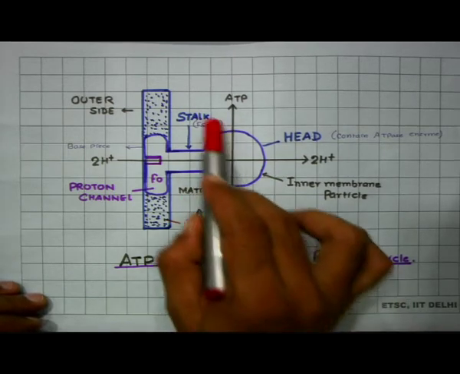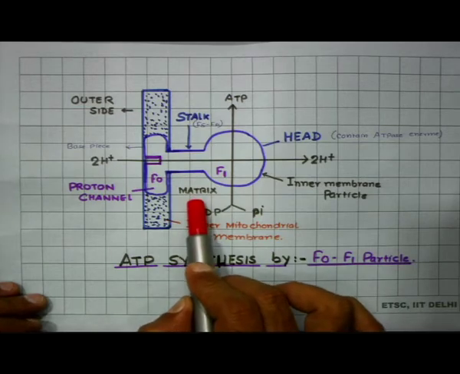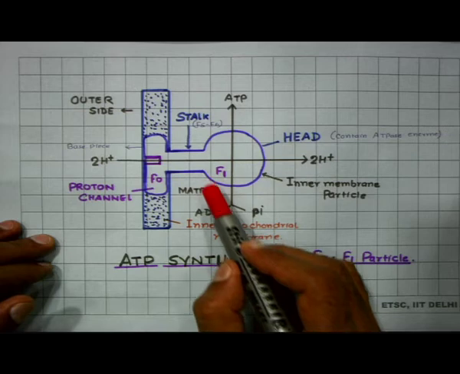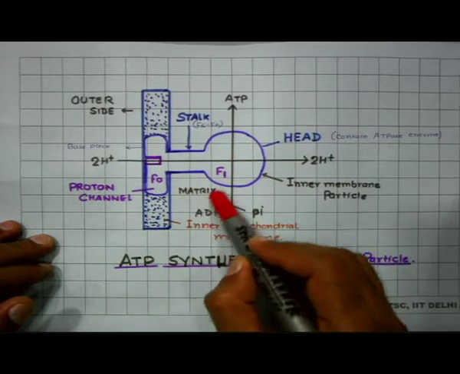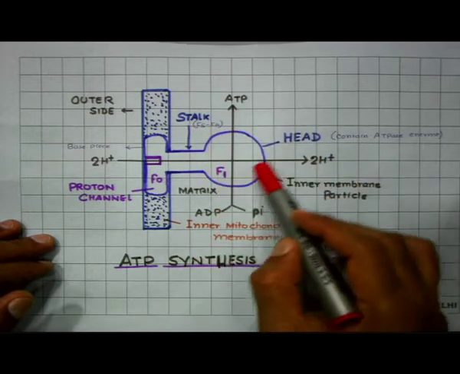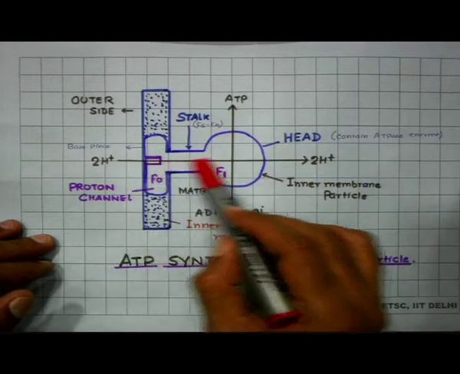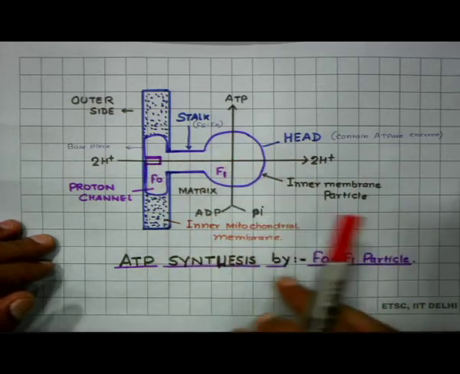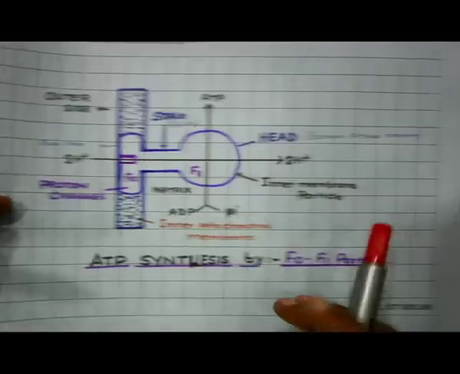So all the enzymes for the Krebs cycle, which we will discuss, are present in the matrix. The oxidative phosphorylation or electron transport chain is present in the matrix as well as in the oxysome.